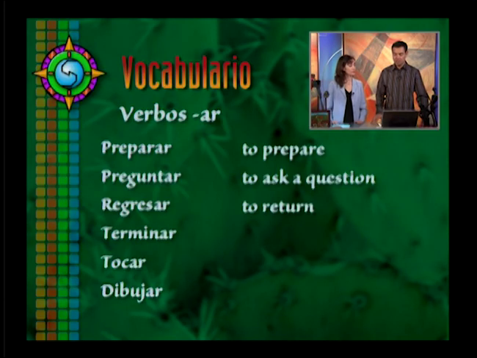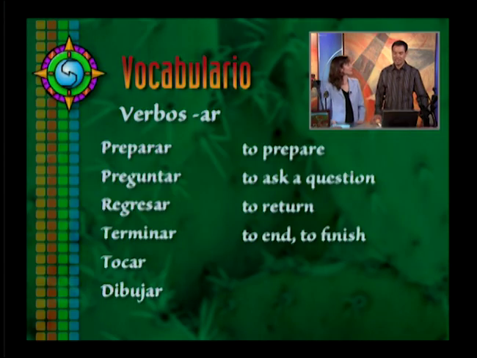Now there's another one that means to return. Some of you might know it, but that ends in ER, so we will not cover it now. We'll save it for a later list. Terminar. It sounds like the Terminator. Terminate. In this case, it's to end or to finish. Muy bien.